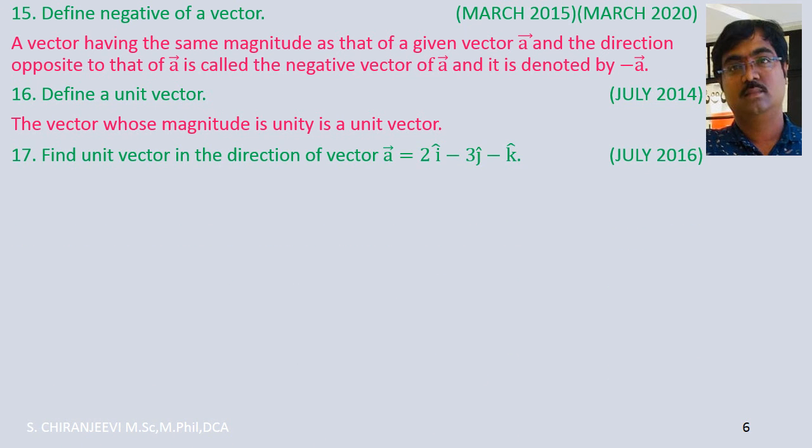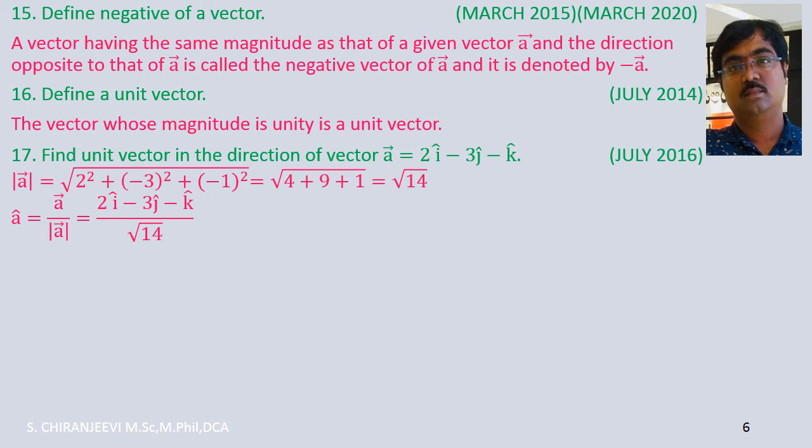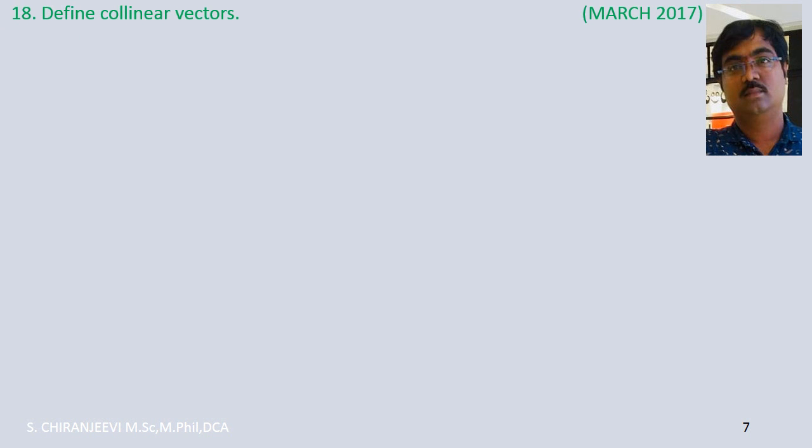Find unit vector in the direction of the vector A equal to 2i minus 3j minus k, asked in the year July 2016. Magnitude A equal to root of 2 square plus minus 3 square plus minus 1 square, which is root 4 plus 9 plus 1, which is root 14. So unit vector A cap equal to A by magnitude A, 2i minus 3j minus k divided by root 14. So unit vector A cap equal to 2 by root 14 i minus 3 by root 14 j minus 1 by root 14 k.